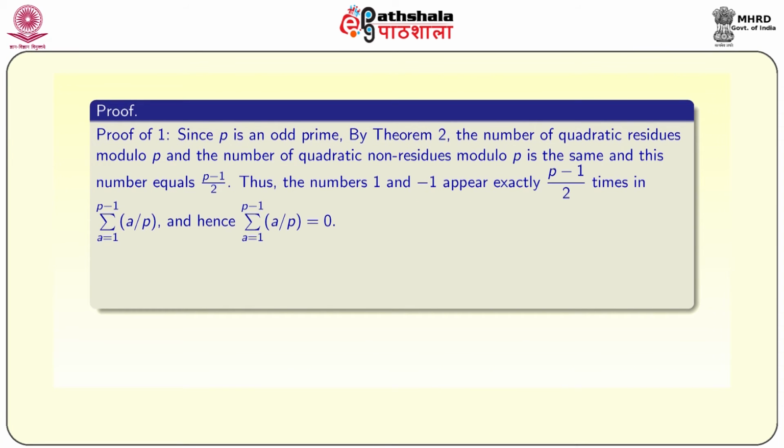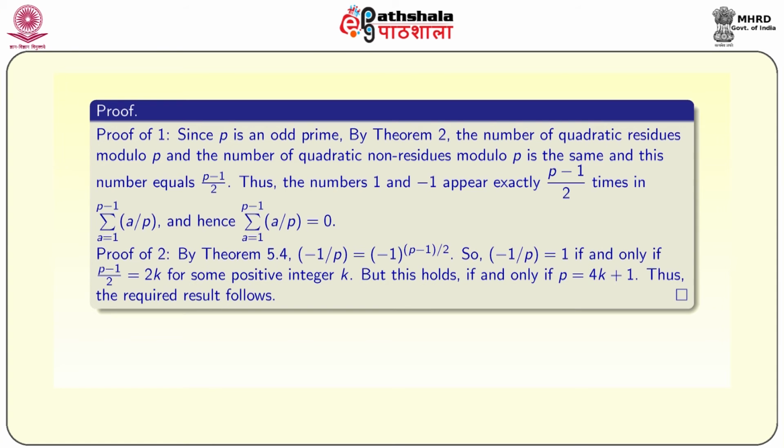So now we will prove the first part. Since p is an odd prime, by the previous theorem, that is Euler's criterion, the number of quadratic residues modulo p and the number of quadratic non-residues modulo p are both equal to (p-1)/2. Thus, the numbers 1 and -1 appear exactly (p-1)/2 times. That is why the summation of (a/p) for a equal to 1 to p-1 is equal to 0.